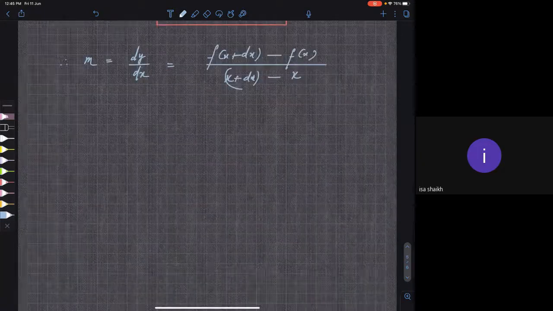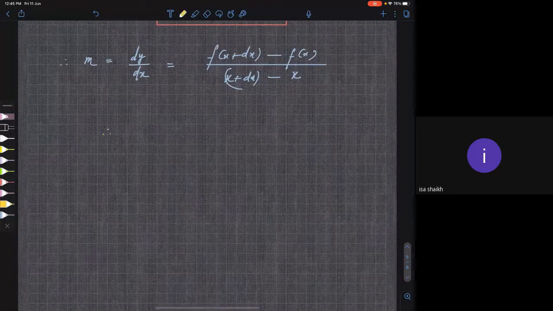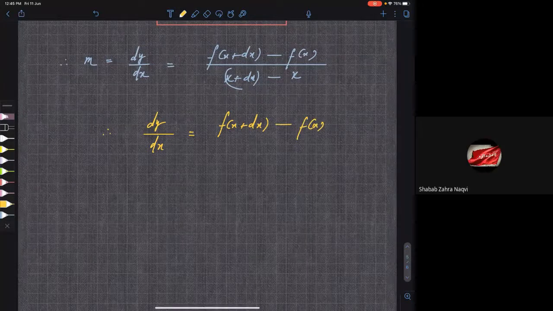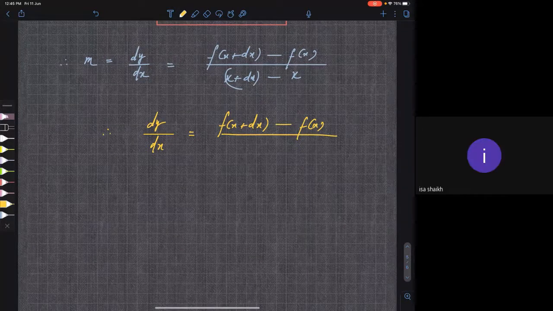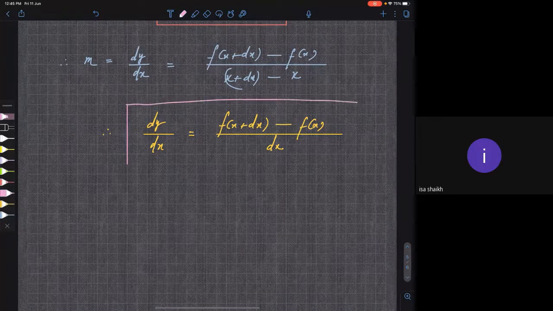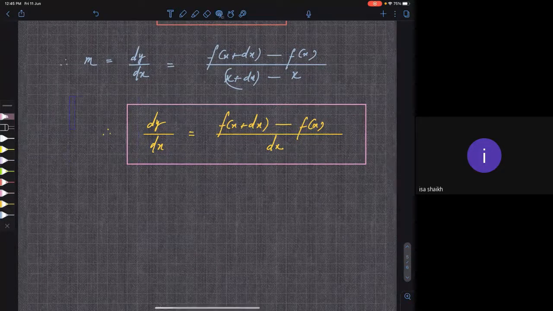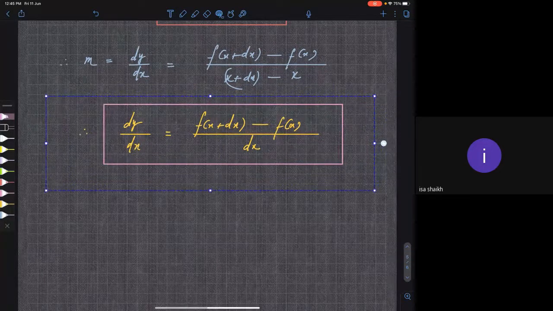Now, therefore, dy by dx is equal to f of x plus dx minus f of x by dx, right? Now, actually, we have derived the most important formula in calculus. There are only two formulas in calculus, basic fundamental formulas. Among the two, we have derived the first formula.